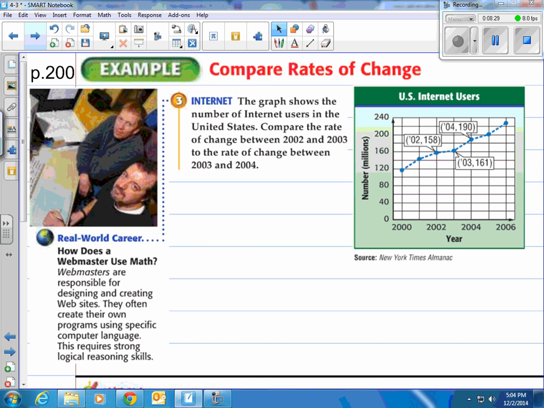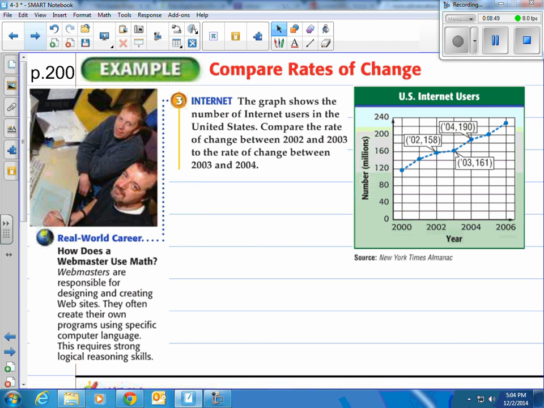All right, last example. It says compare rates of change. We're talking about webmasters, people who work on the web and collect data for us. How does a webmaster use math? It says webmasters are responsible for designing and creating websites. They often create their own programs using a specific computer language. This requires strong logical reasoning skills.